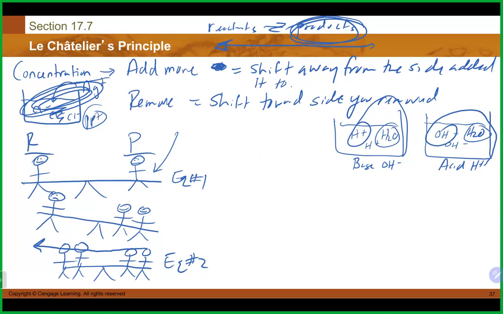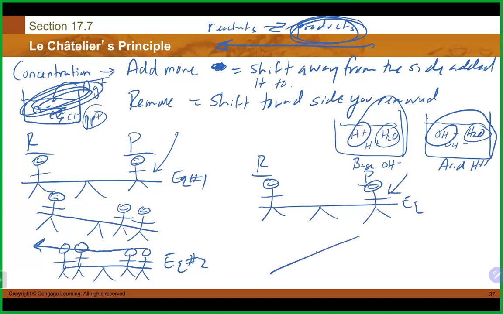Now, if we did the same thing over here with our removal situation, so we start out here at equilibrium. Everybody's sort of happy here. And then this guy decides he's just going to hop off. You end up with this situation here. Not so good. Again, to fix this, we actually need more people over here where the guy hopped off. We actually have to go towards the side that we removed it from. And that's going to get us back into equilibrium in this case.